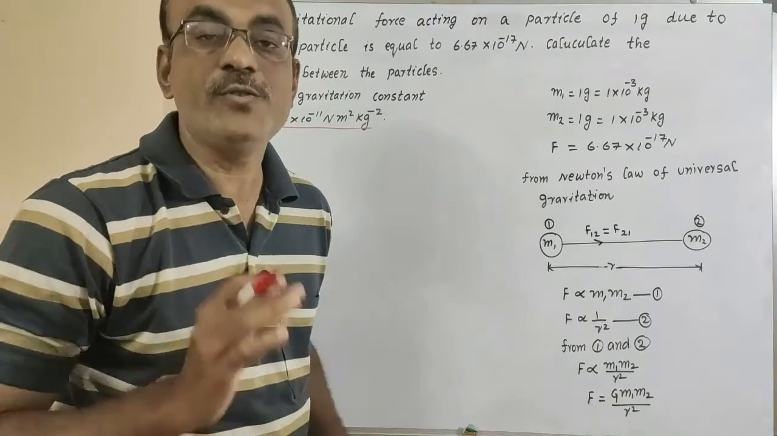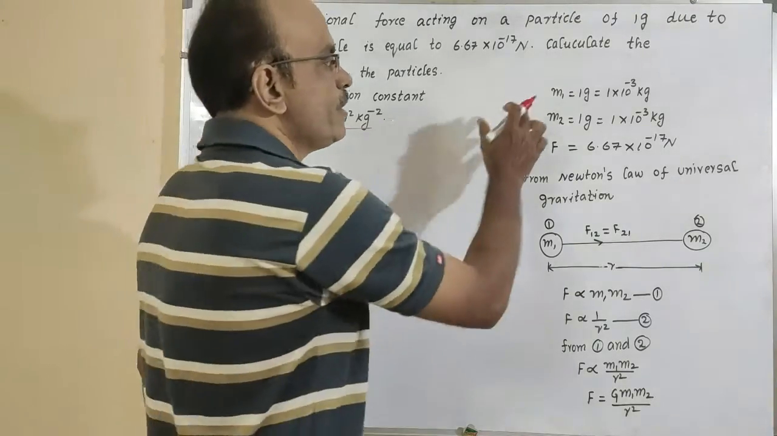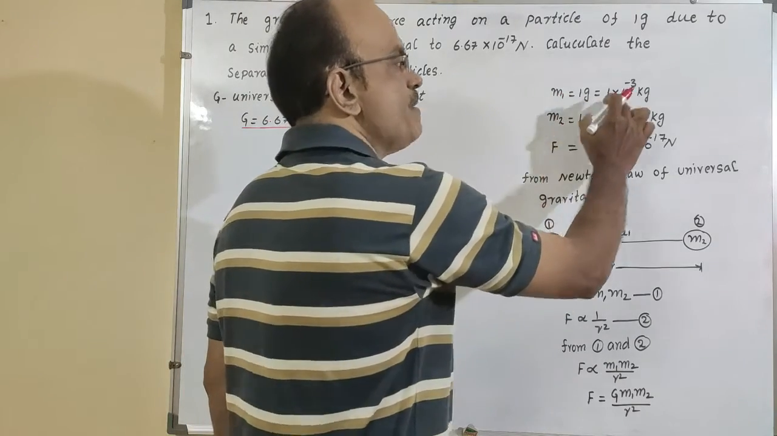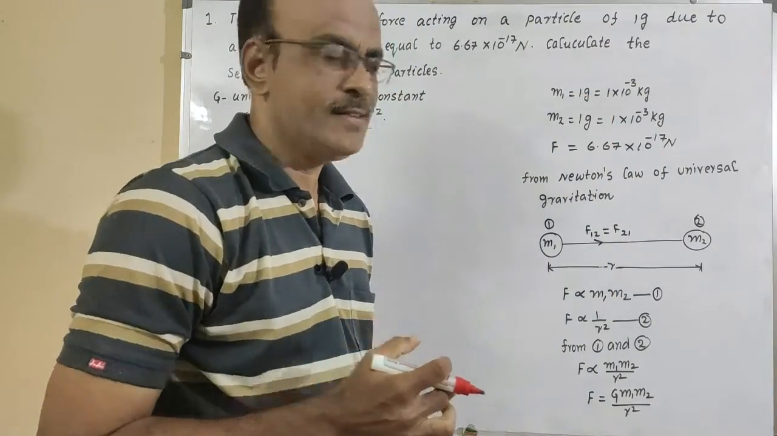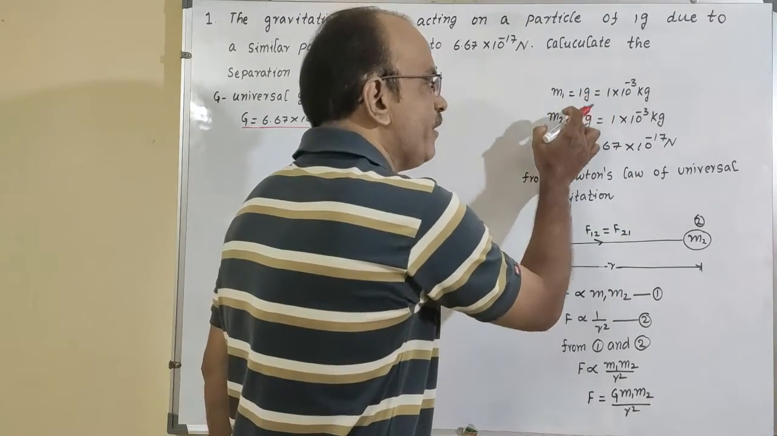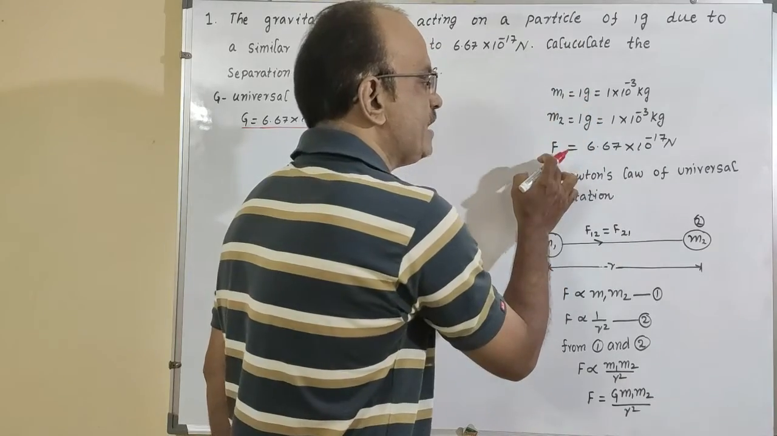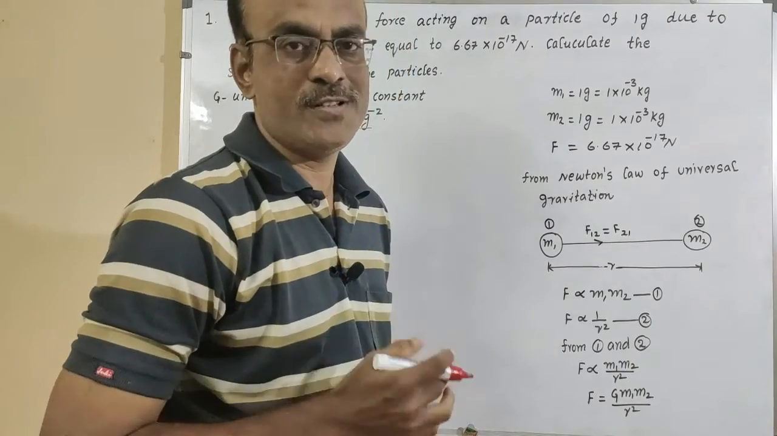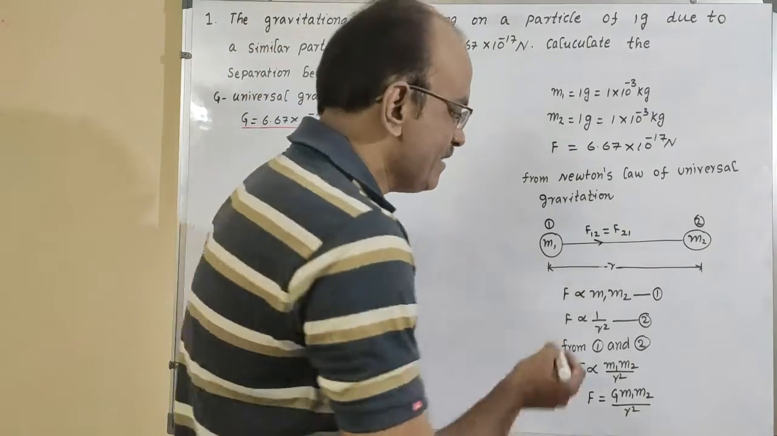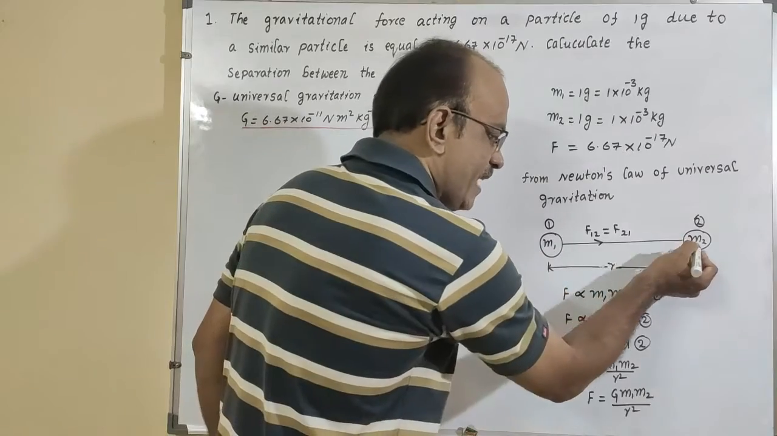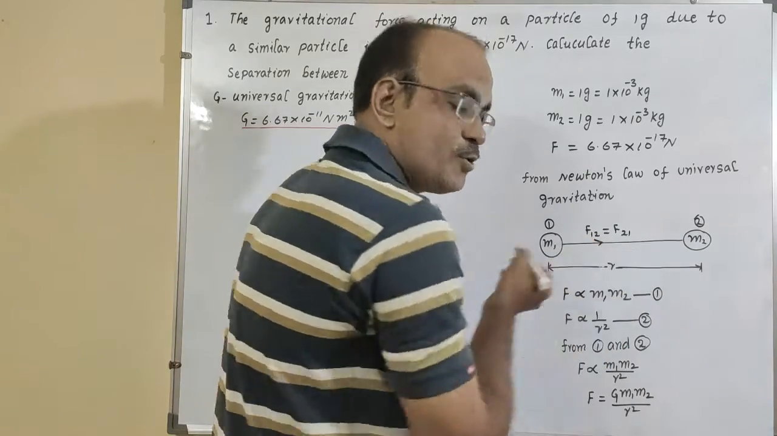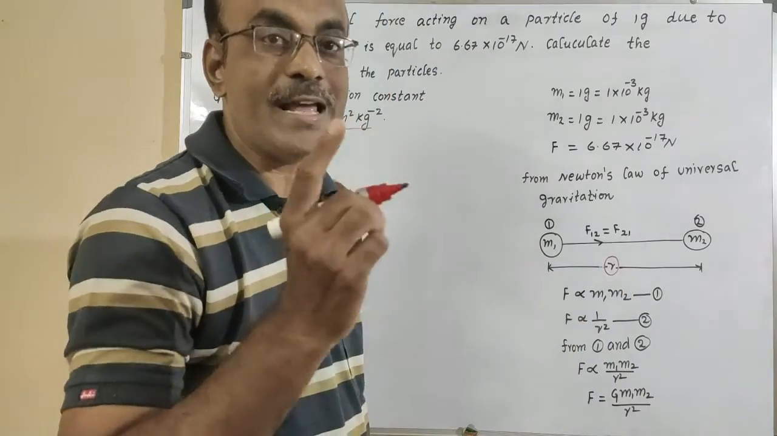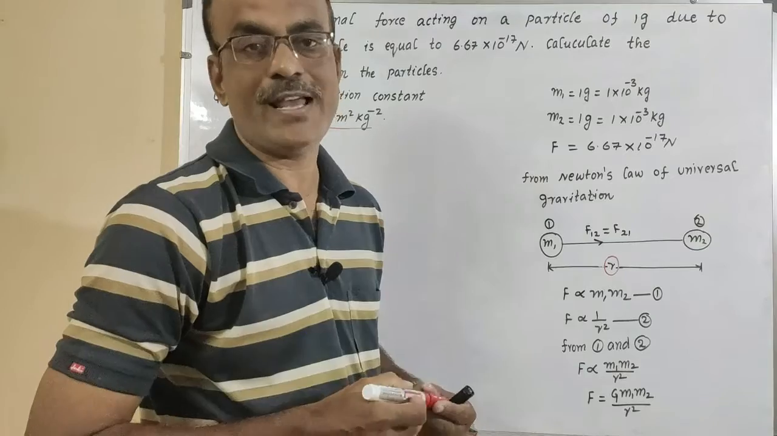Now to answer this question, what are the given values? Two particles of masses, one particle of mass 1 gram, the other also 1 gram. I converted into kilograms. Then the force of attraction between these two, that is F, is equal to 6.67 into 10 to the power of minus 17 newtons. Now which one do we want to calculate? Here masses and force are given, but which one is not given? R is not given. We want to calculate R, the distance.